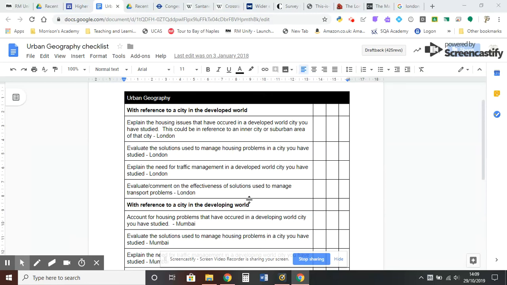Okay, in this tutorial, I'm going to help you answer a question that requires you to explain the need for traffic management in a developed world city, as well as being able to comment on the effectiveness of the solutions. A typical question will look a little bit like this.